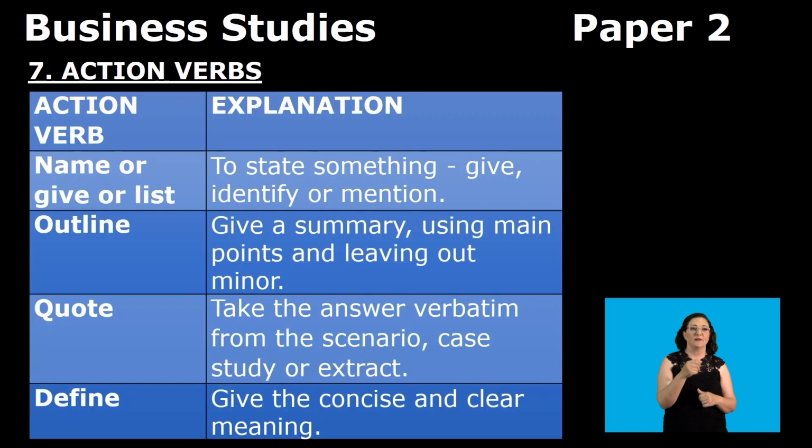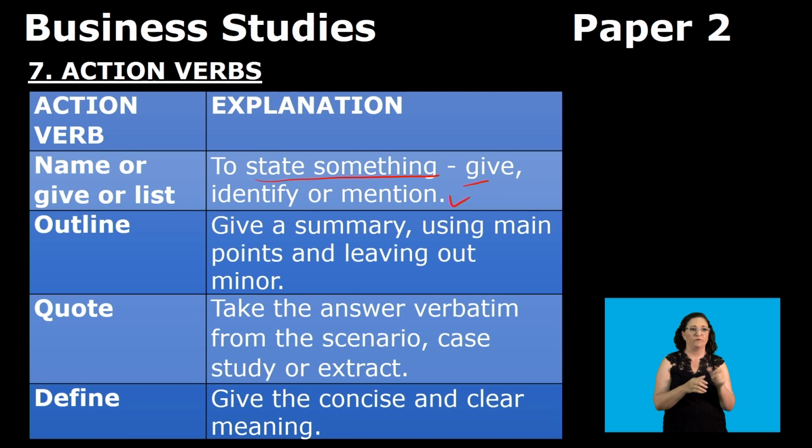So these are the action verbs. You need to understand them just so you can answer fully, because remember, when you answer fully, then you are able to get full marks. But if you're going to give vague answers, then you will not get full marks. So you need to write in full sentences, but very important that you look at the action verb first. So if there's name or list, name or give or list, know that you just have to state something, just have to give or identify or mention.